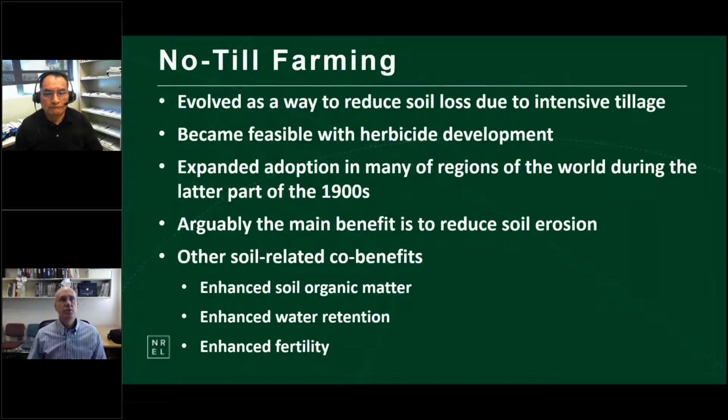So when we think about no-till farming, there's a few things we need to keep in mind here. No-till evolved as a way to reduce soil loss due to intensive tillage. It didn't really become feasible until we had herbicide development post-World War II, and then there was expanding adoption in many regions of the world in the latter part of the 1900s. Arguably, the main benefit is to reduce soil erosion, but there are other soil-related co-benefits, including enhanced soil organic matter, which is the topic of the discussion today, enhanced water retention, and enhanced fertility.